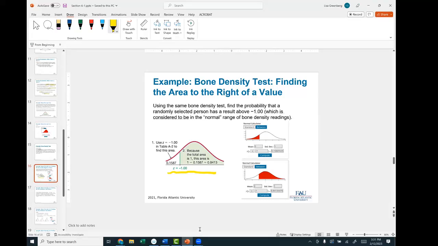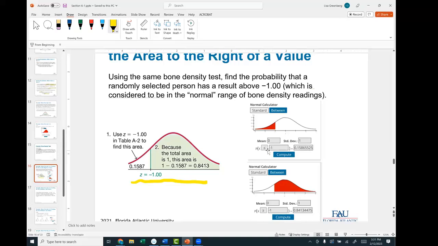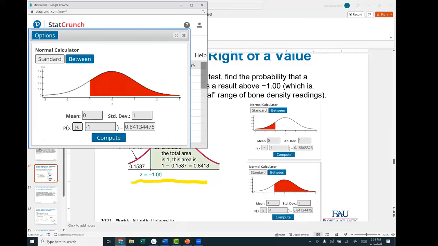If I want to see, let's see, what else do I have here? Let's just make this a little bigger so I can see what we're doing. So if it was less than or equal to -1, okay, let's see how to do that. So we have less than or equal to -1. Now this is to the left of -1, because here's 0, so this is -1, and we have 0.1587. This is the same as what we got here from the table.